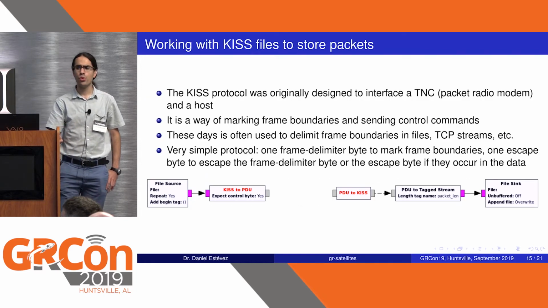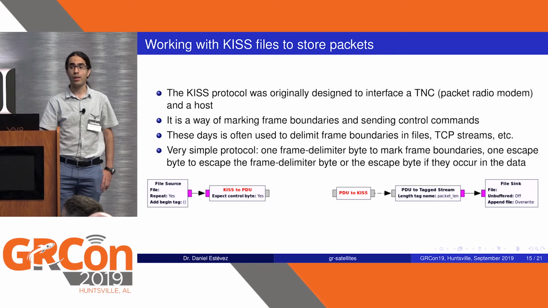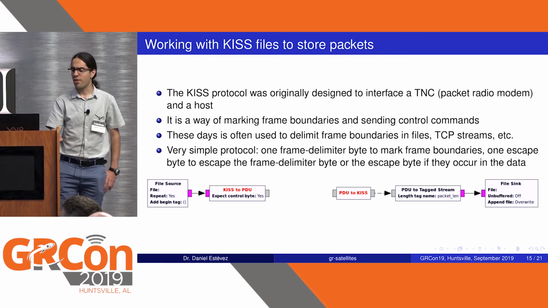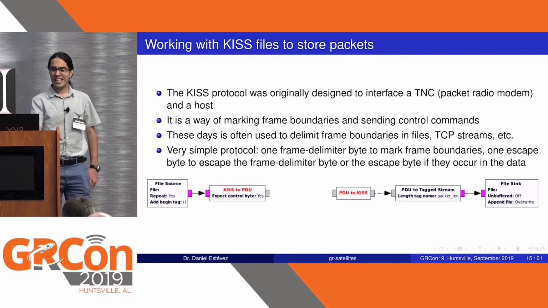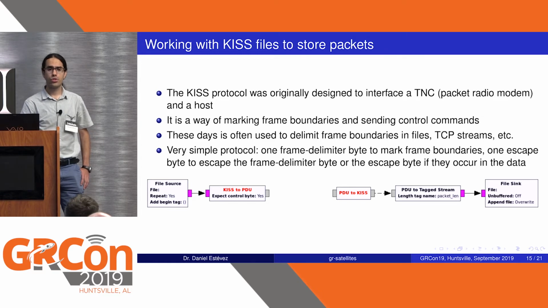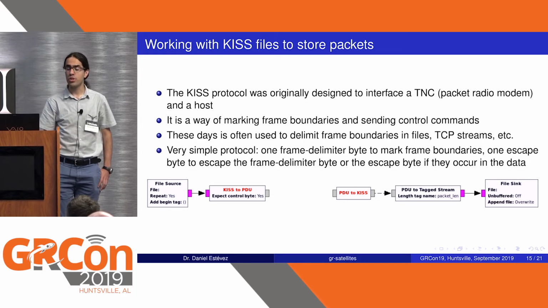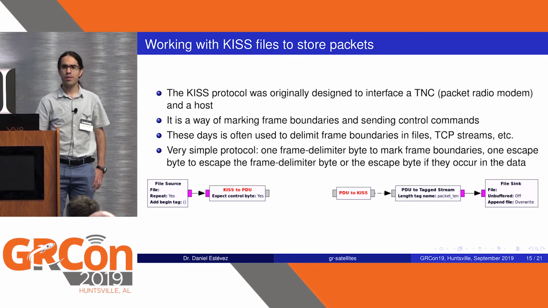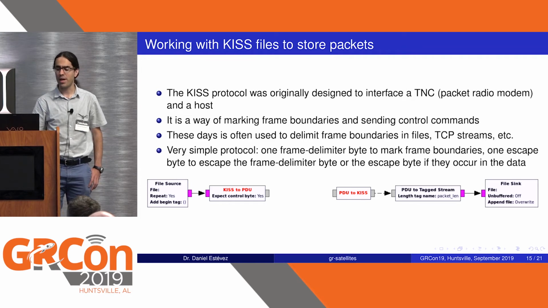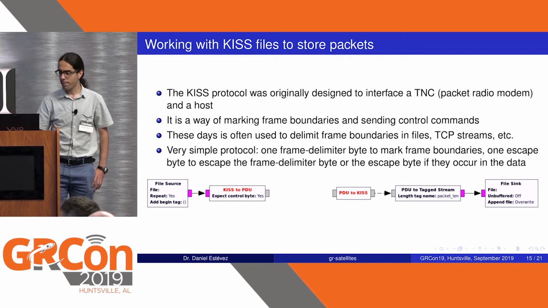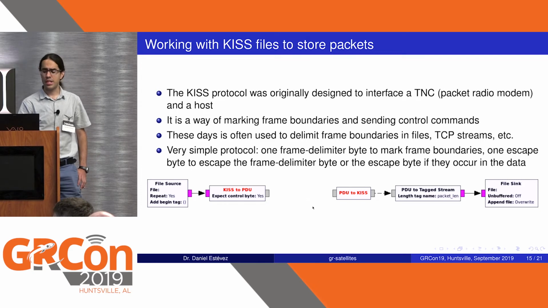Many times you want to work with packetized data through a stream of bytes. For example, maybe you have some frames that you want to save to a file, or maybe you want to transfer those through TCP. So KISS format is very useful for that. Originally, the KISS protocol was used to interface with a packet radio modem, but it is just a very simple way of using control bytes to mark the frames of packets, so packet frame boundaries, inside a byte stream. So for this, you can use the PDU to KISS and KISS to PDU blocks inside GR satellites.